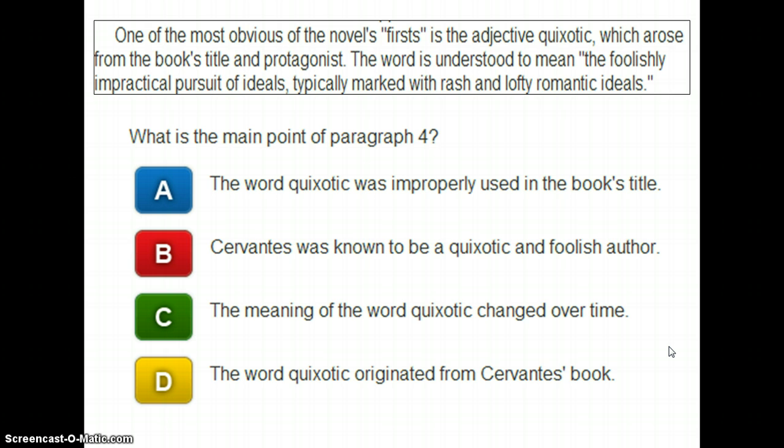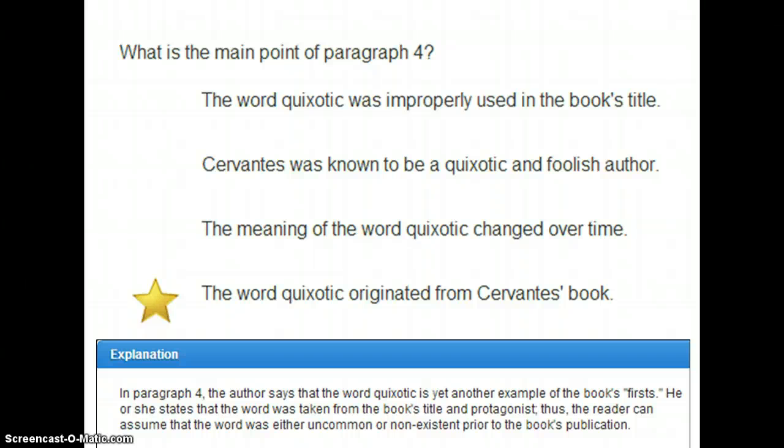Think about what the entire passage was trying to tell us. What was the main idea of the passage? How does that fit with paragraph 4? That should help give you your answer. Did you guess D? If you did, you're right.